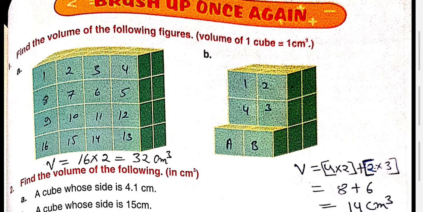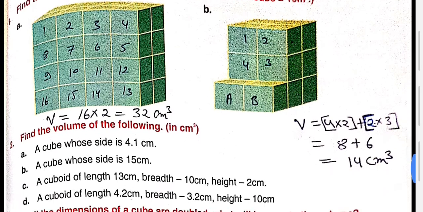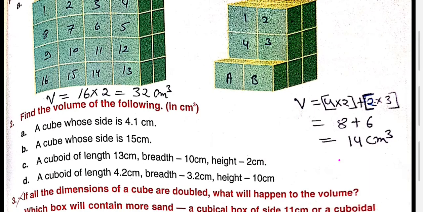So what will you get? 4 2s are 8, 3 2s are 6. Then you add, what will you get? 14. So your answer is 14 centimeter cube.